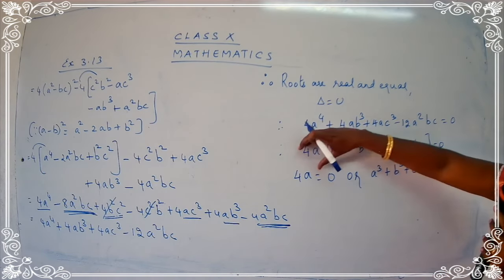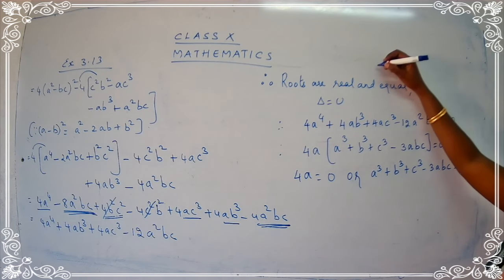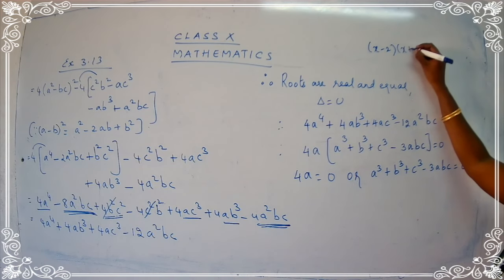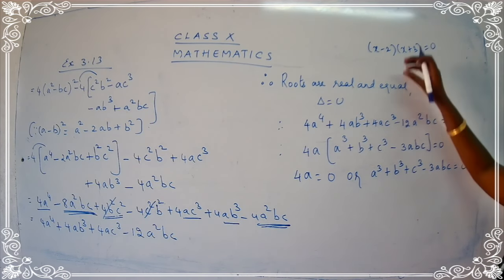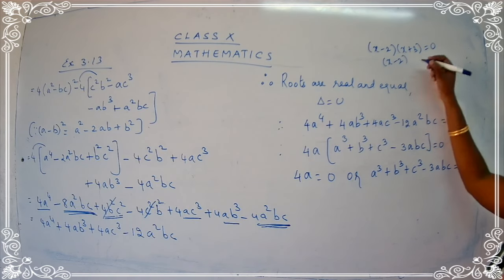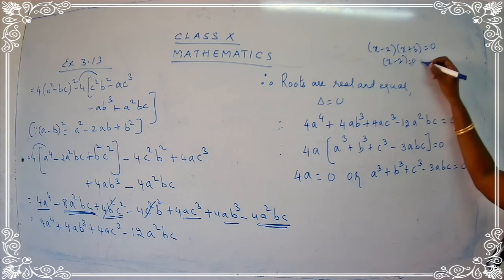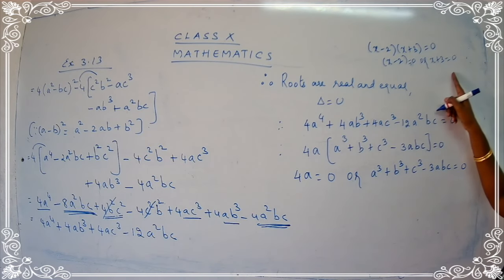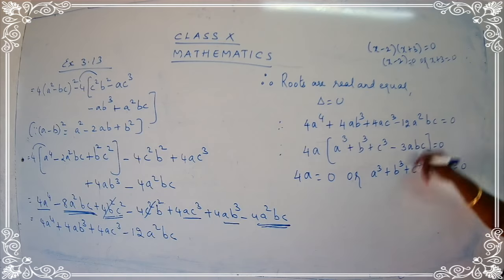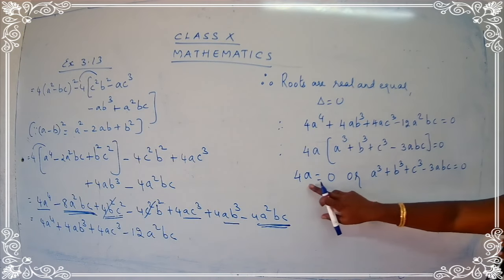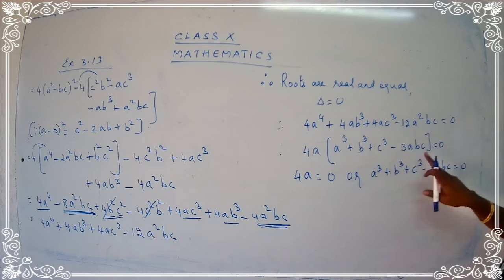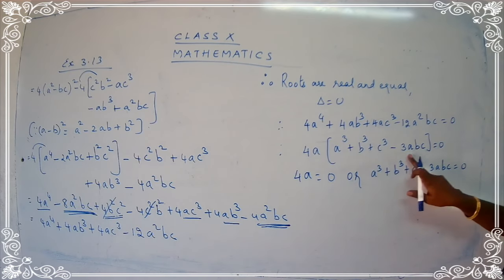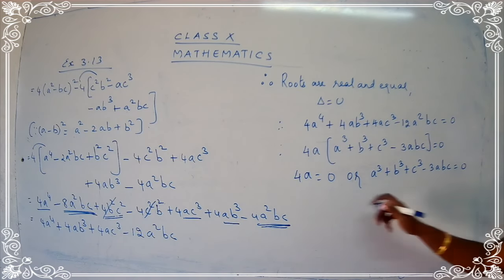See, like when we have seen factorization, we would have something like (x minus 2)(x plus 3) is equal to 0. So what do we do? We take x minus 2 is equal to 0, or x plus 3 is equal to 0. We just follow this manner. Do you remember this? Yes, so we are going to follow the same manner over here. So what we get here? 4a is equal to 0 or a cube plus b cube plus c cube minus 3abc is equal to 0.